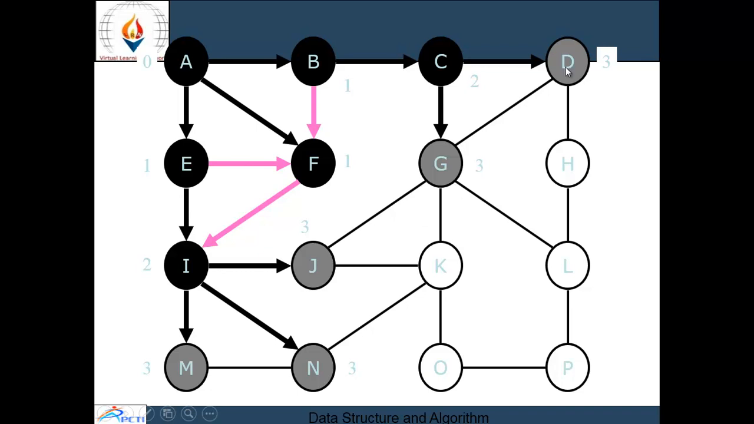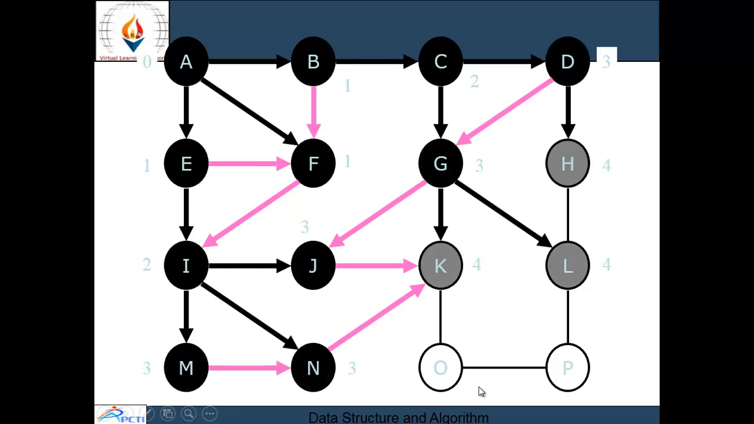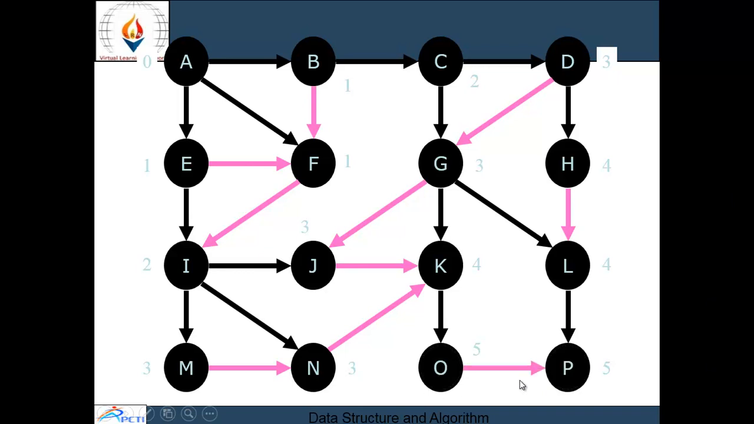Now, the next step is to find out the adjacent of D, that is H; of G, that is L and K; of N, that is K; and of M, the adjacent is N, which is already discovered. Now you can see all the adjacent nodes are colored grey. Next step is to explore the remaining nodes: the adjacent of L is P, the adjacent of K is O, and the adjacent of H is L. Now there is no other node remaining. Now these are the finished nodes.